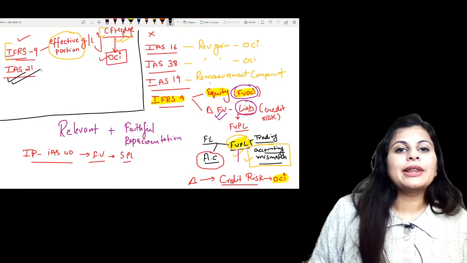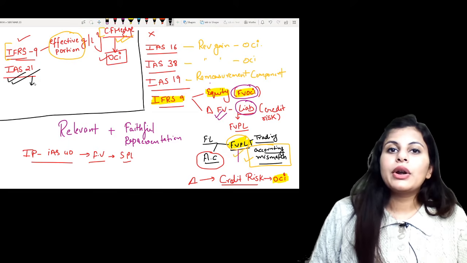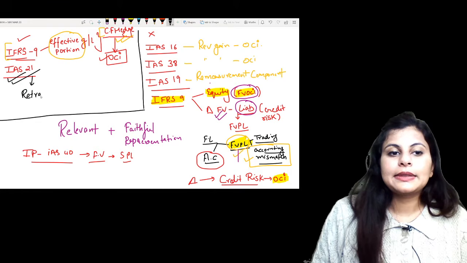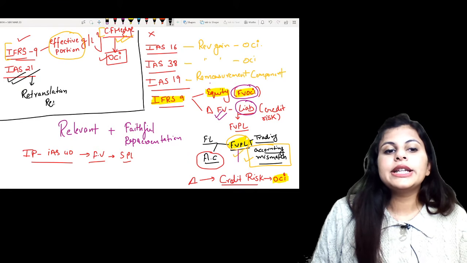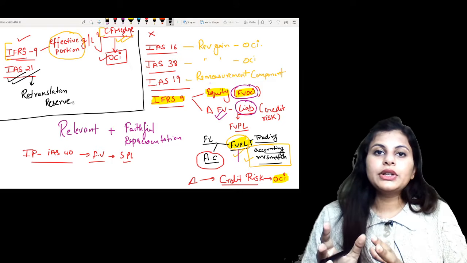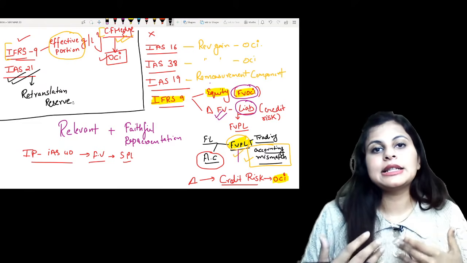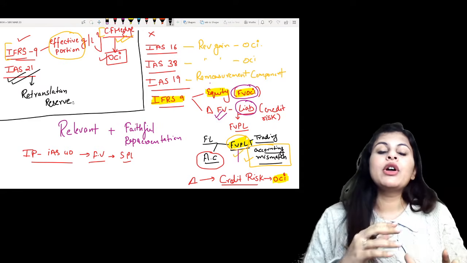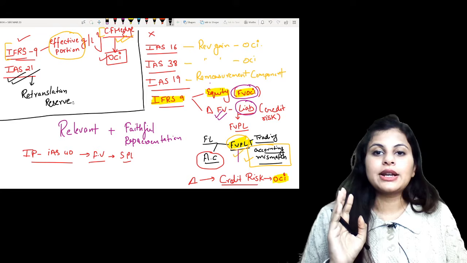Then IAS 21, this is very easy, I just talked about it. IAS 21, if you have a foreign subsidiary, you must be having your retranslation reserve. Now that retranslation reserve is actually transferred from your statement of other comprehensive income to statement of profit and loss when we derecognize that subsidiary. So that is a comprehensive list of what is reclassified and what is not reclassified.